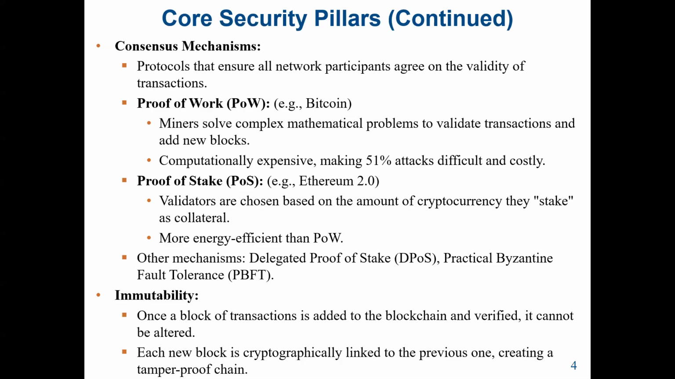Then we also have the tamper-proof ledger. Here, once a transaction is included in a block, and that block is added to the blockchain and confirmed by the network, it is considered permanent and cannot be altered, deleted, or changed. This property is crucial for maintaining trust and integrity in the decentralized ledger.